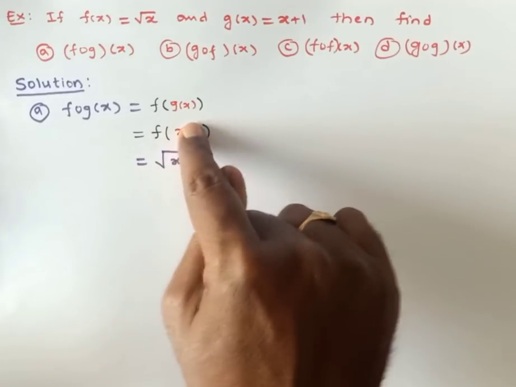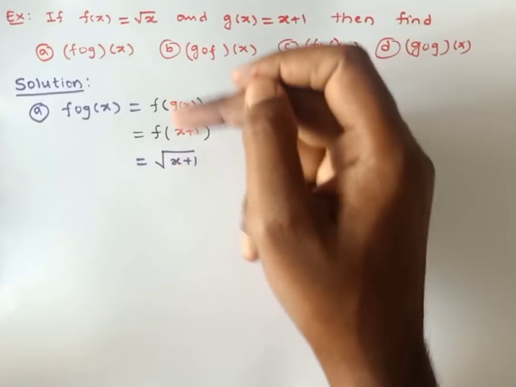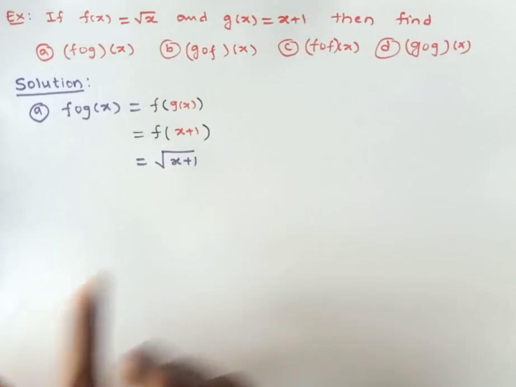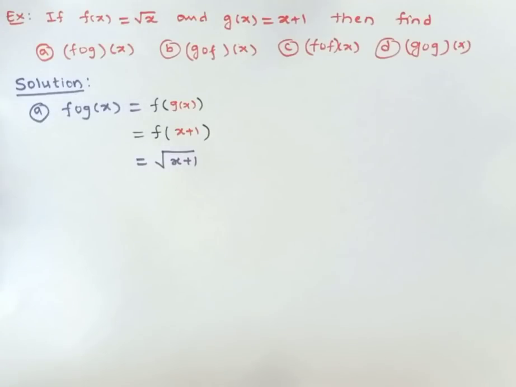Next, f of x is in the form of f of x, but instead of x, x plus 1 is there. So replace this x with x plus 1. So we get f circle g of x is root of x plus 1.